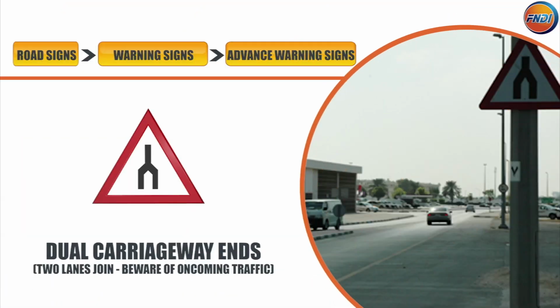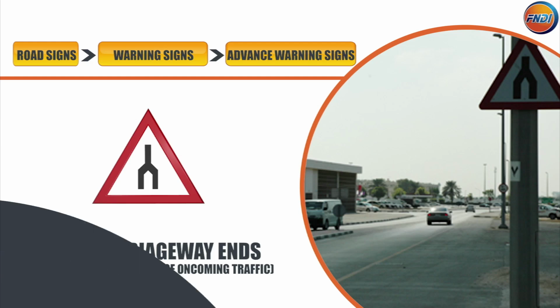Dual carriageway ends. This sign indicates that the dual carriageway will end ahead and will continue as a single carriageway. A dual carriageway is a road on which traffic travelling in opposite directions is separated by a central median or divider. A single carriageway is a road on which traffic travelling in opposite directions is separated by strips or lines. Motorists must adjust their speed and position in the proper lane.